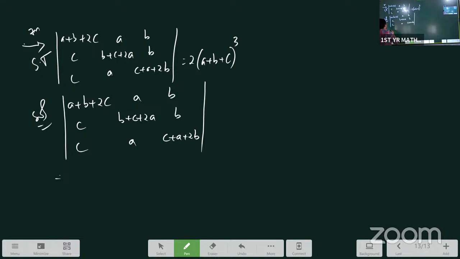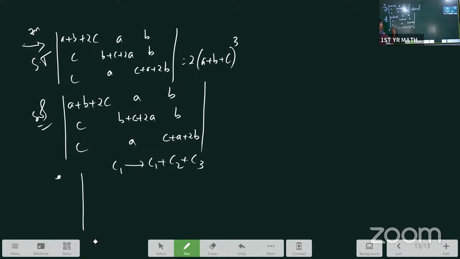Now, I'm going to take the operation as C1 tends to C1 plus C2 plus C3. You may get a doubt, why not R1 tends to R1 plus R2 plus R3? If I do it that way, what I will be adding is A plus B plus 2C plus C plus C. I'm getting 4C. If I add here A plus B plus C plus 2A plus A, 4A, and this is 4B. So you are not getting anything common to take outside the determinant. So C1 tends to C1 plus C2 plus C3 is better.